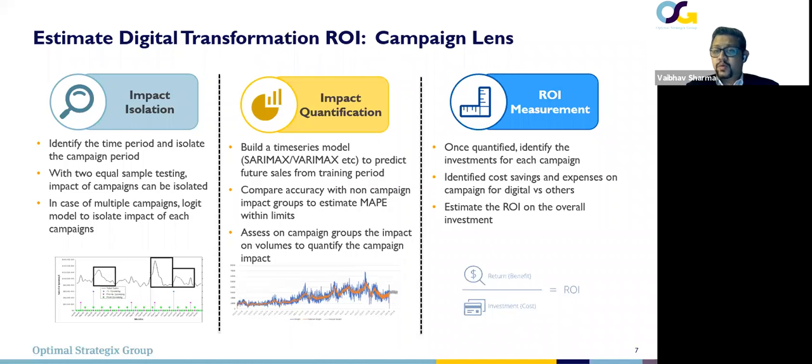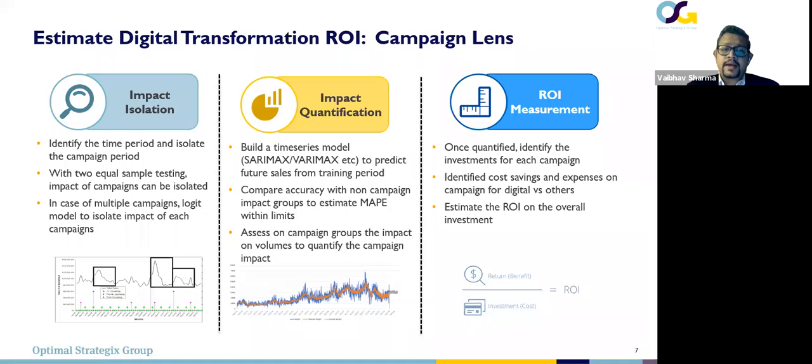The second step is on the quantification. Because you have these two groups, the test group is where they are exposed to your campaign and your digital efforts. You can build a time series model based on the control group data to predict what the future sales or future success metric would look like, on a monthly level or a weekly level. There are multiple ways where you can build a time series model, SARIMAX, VARIMAX.